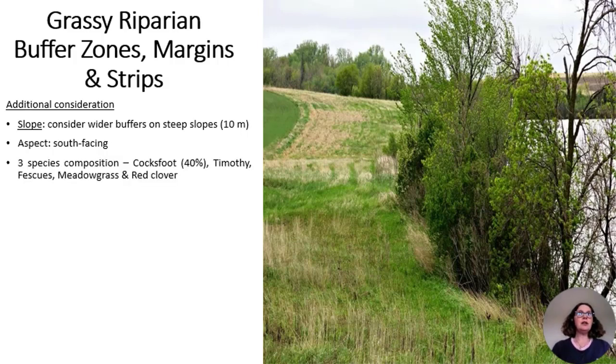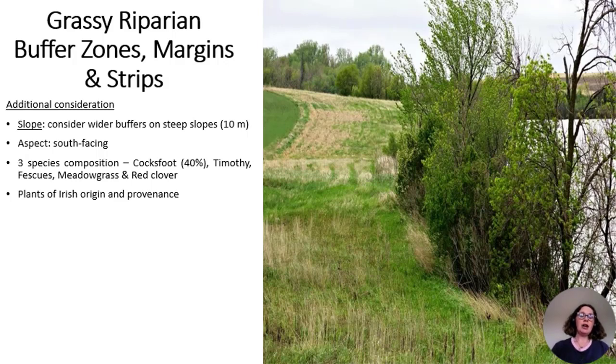If you are using seed to plant these areas initially in the first year, the guidelines are clear here. You can use a three species composition. You have to have 40% cocksfoot and then a mixture of timothy, festucas, meadowgrass and red clover. And again, it's mandated for 40% cocksfoot, and I will definitely be looking to try and get meadowgrass involved because that's an indicator species later on.